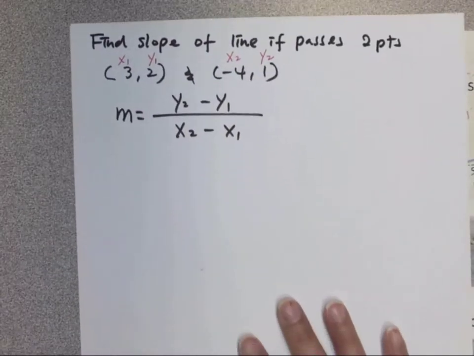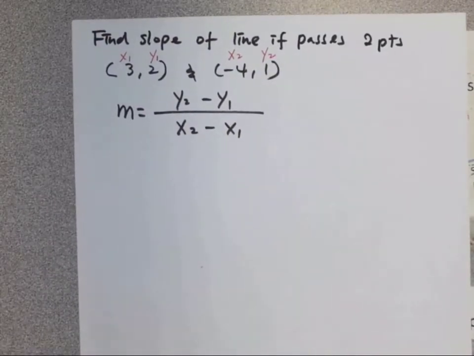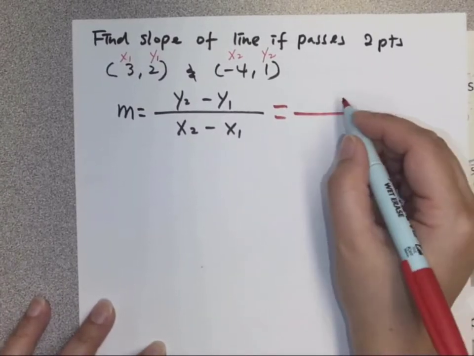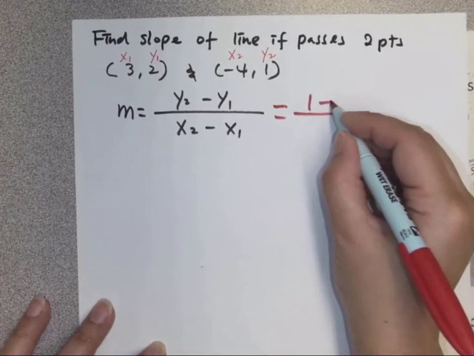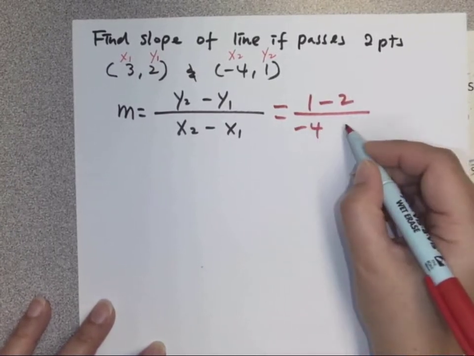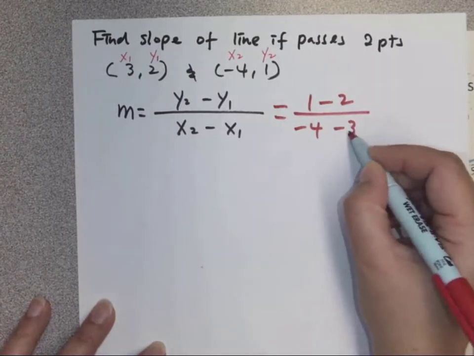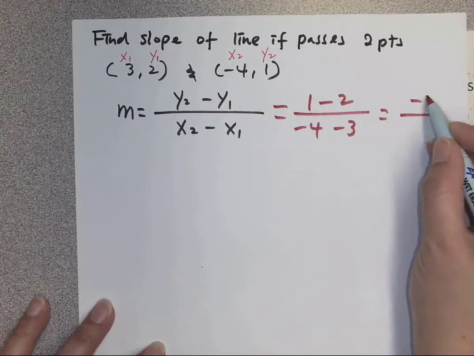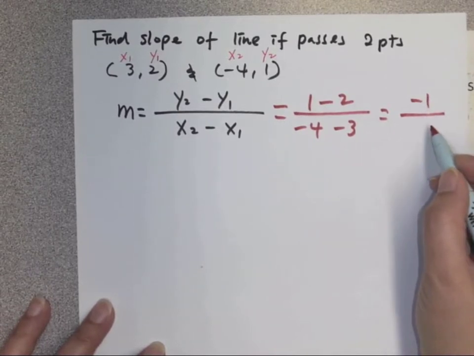Okay, so let's move this up a little bit so everybody can see. Can you help me plug it in? 1 minus 2 over negative 4 minus 3. So on top we have negative 1, and at the bottom we have negative 7.